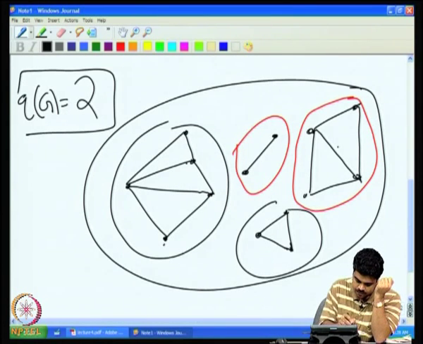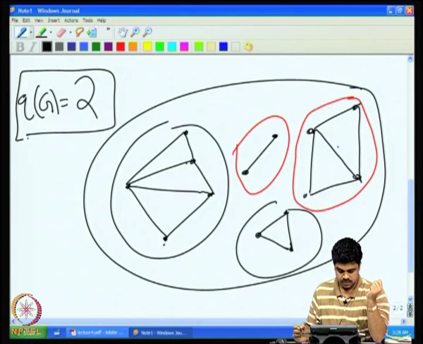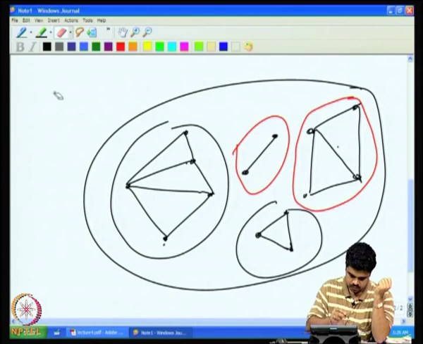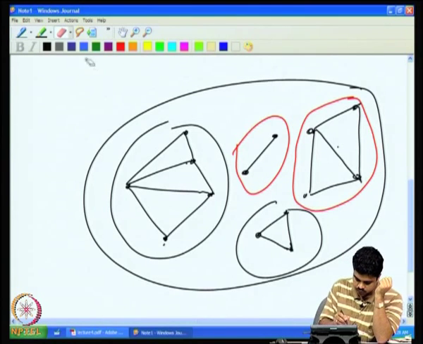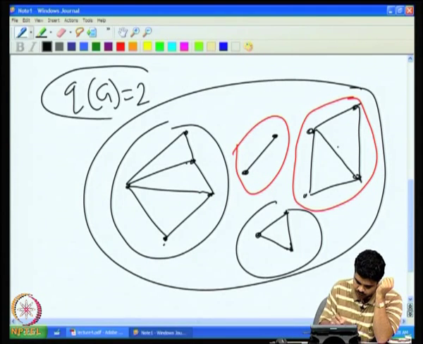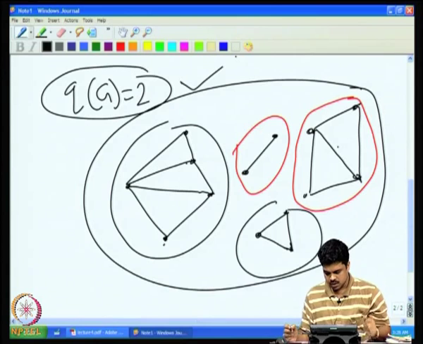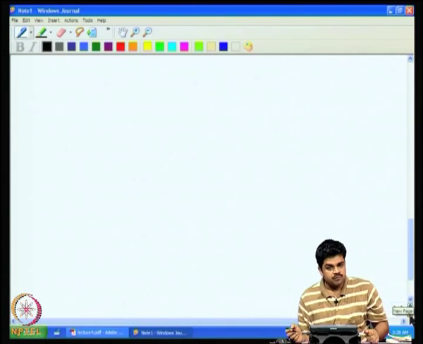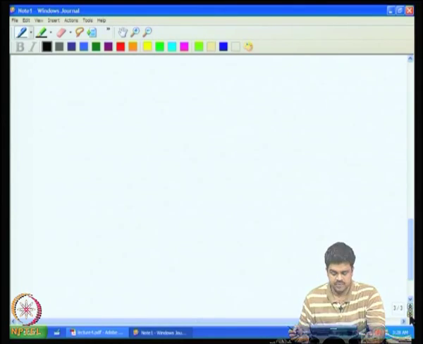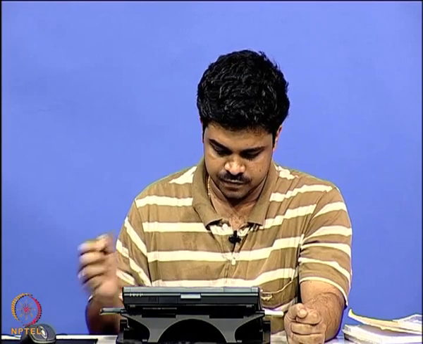This is the notation for that. Q of G equal to 2 is what we write for this graph. We do not have any notation for the number of even components or the total number of components, because we need only the odd components. So, Q of G means the number of odd components of the graph.